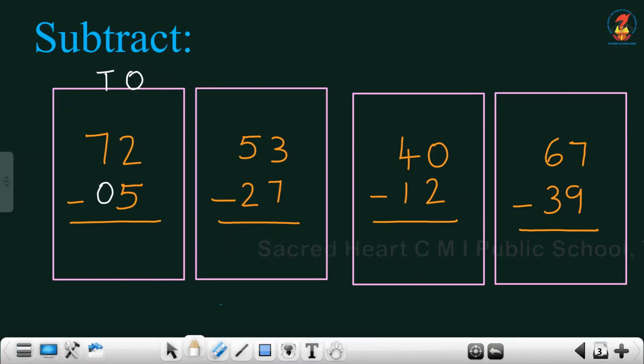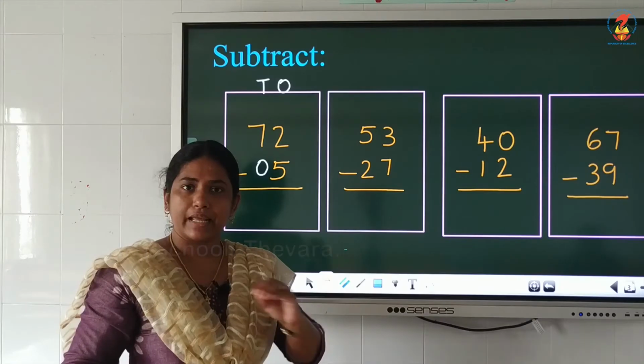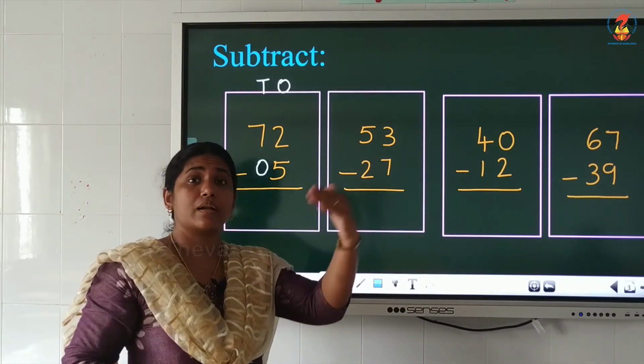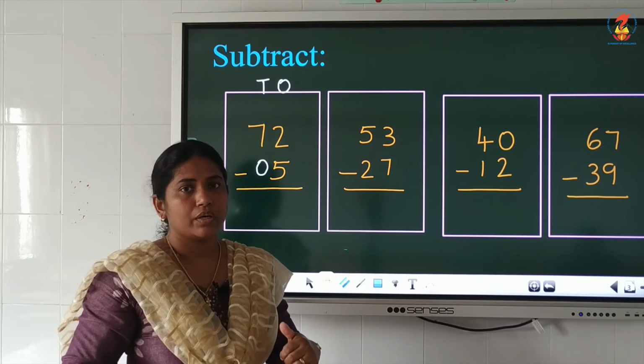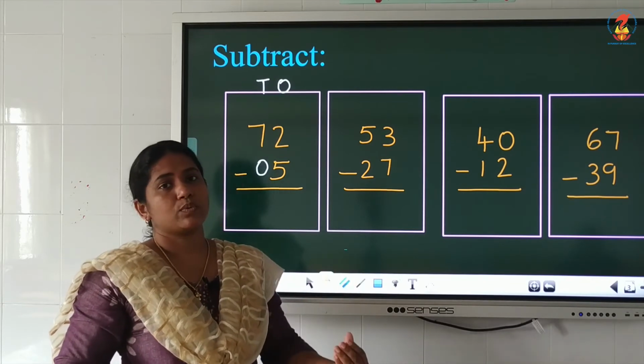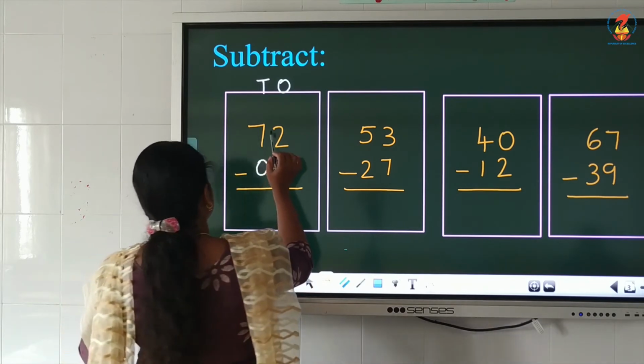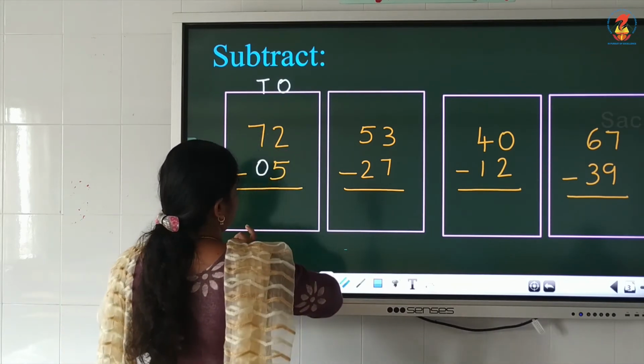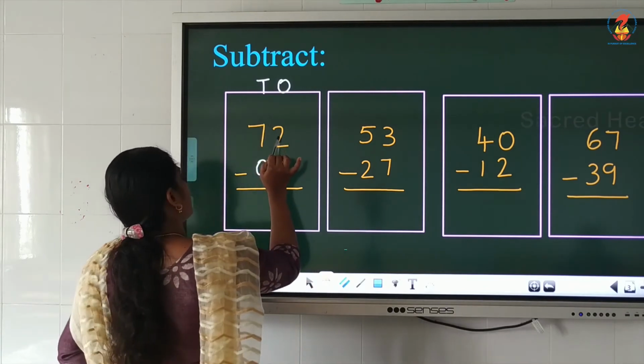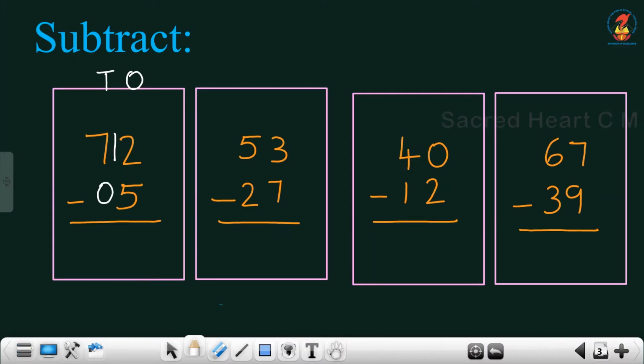Now start from the ones place. Here also look at the top number. The top number is 2 only, but the down number is 5. We can't subtract, we can't take away 5 from the smaller number 2. So what do we want to do? We want to borrow from the nearest one and make the top number big. So for that I am asking for one number from this tens place, 7. So this 2 will become 12. We are taking 1 ten.